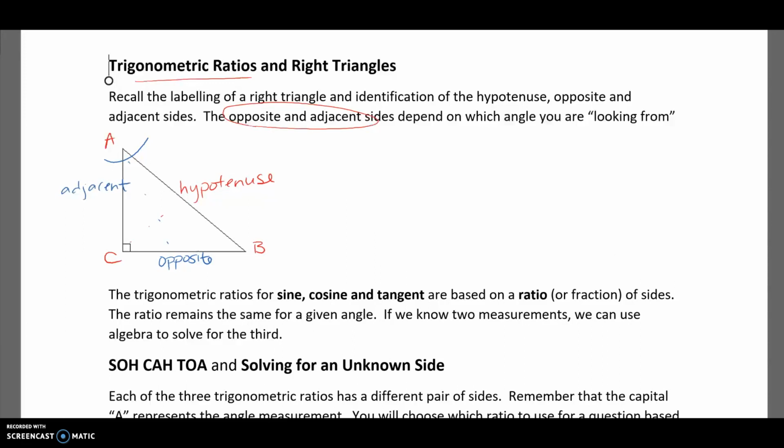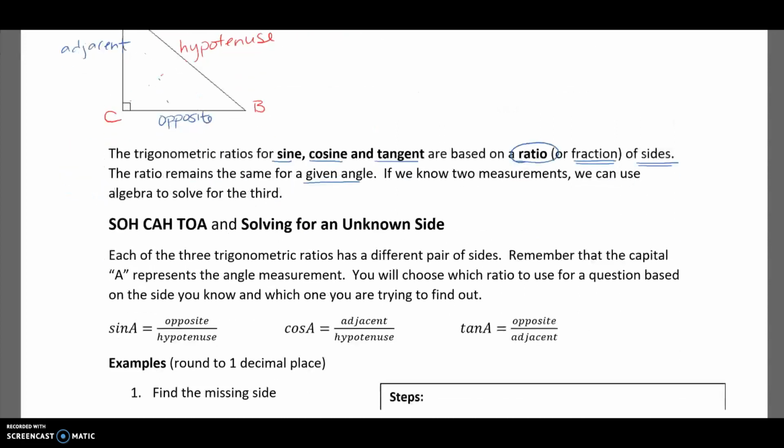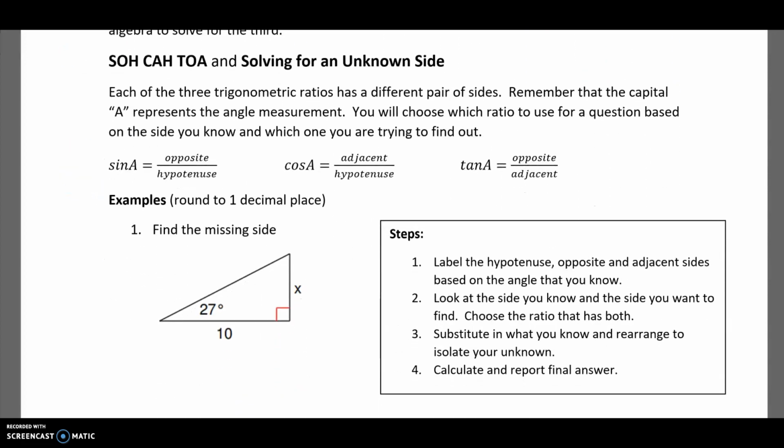The trig ratios have different names. There are 3 of them that we'll be using: the sine, cosine, and tangent ratio. And remember that a ratio is just a comparison, and in this case we write it as a fraction. And with the trig ratios, we're looking at a fraction or comparison of 2 sides in the right triangle. This ratio remains the same for a given angle. So this gives us 3 numbers in a trig ratio, 1 angle and 2 sides. And as long as we know 2 of those values, we can always calculate the third.